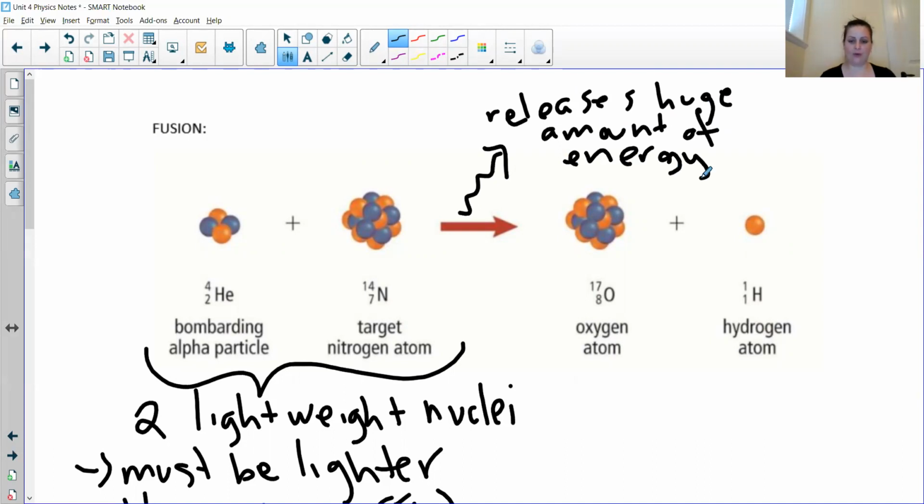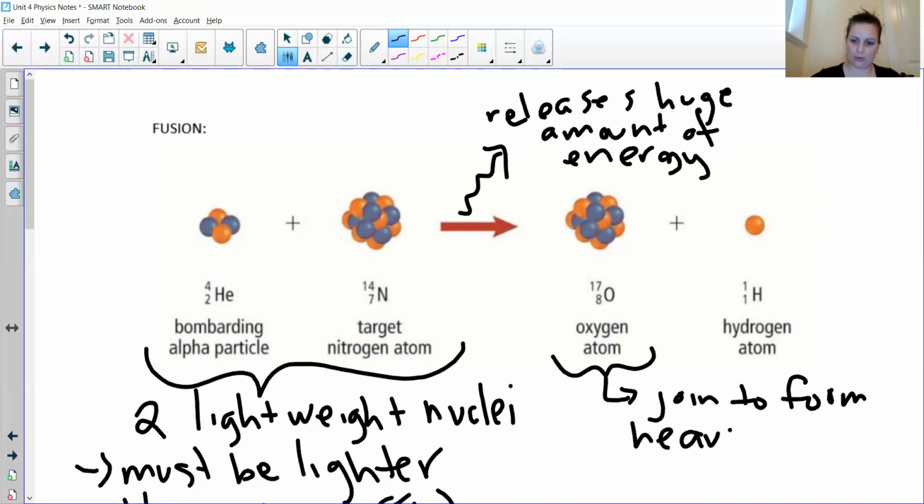Huge amount, and forms a larger, heavier nucleus. And in this case, for this particular reaction, it's creating oxygen. So they join to form a heavier, meaning more protons and neutrons inside the nucleus. Okay. The products of a nuclear fusion reaction are not actually radioactive. So it's a better option for harvesting energy for ourselves in a nuclear power plant.